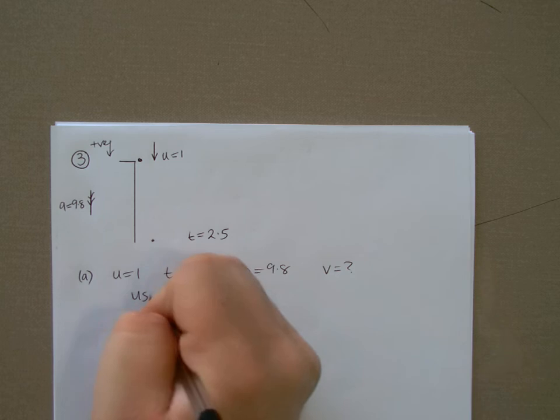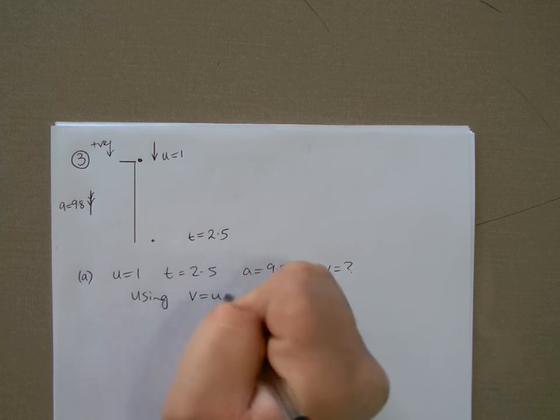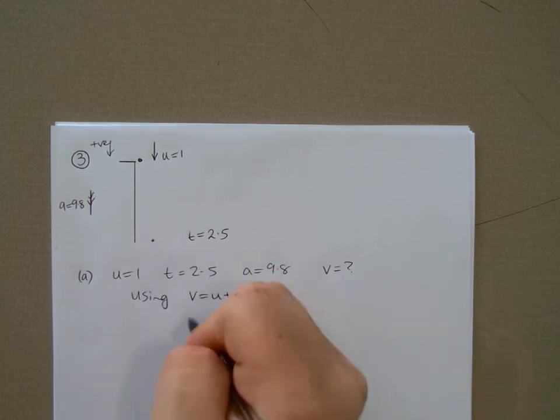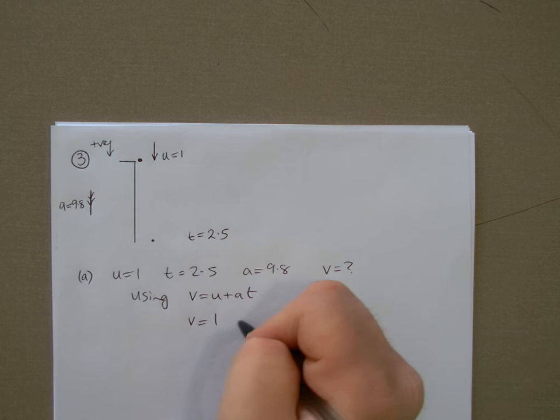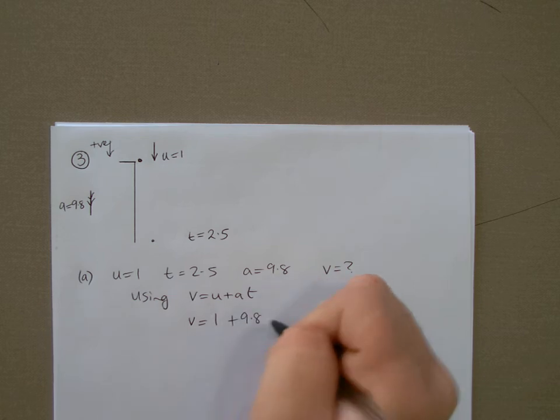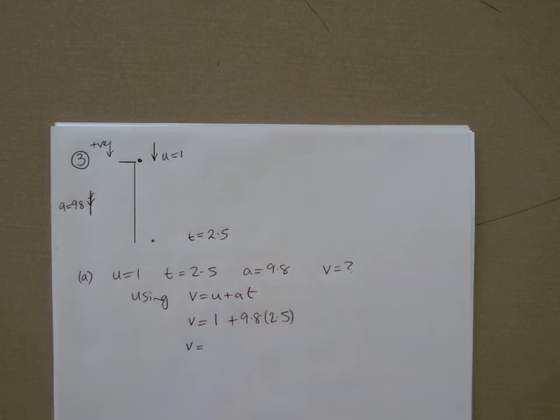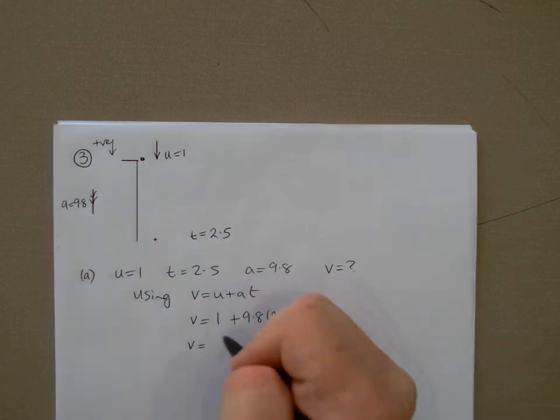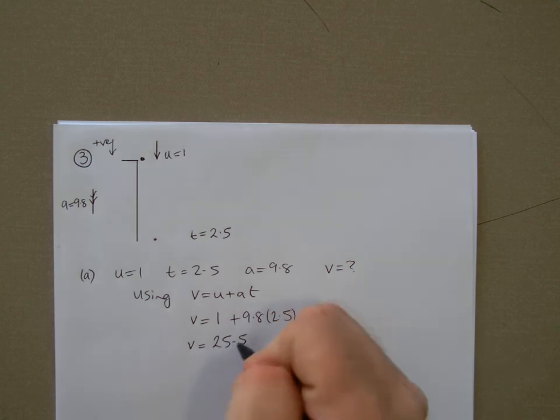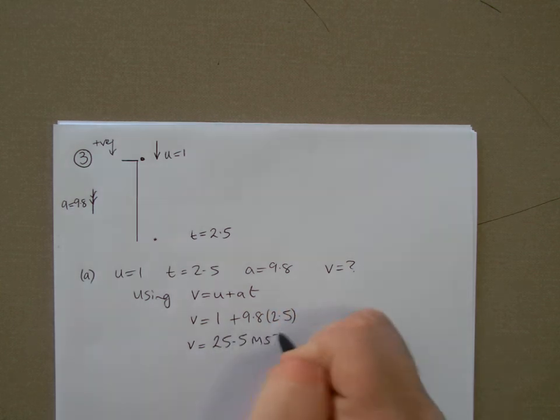So quite simply then, using v equals u plus at. Okay, so v will equal 1, plus 9.8 for a, and then t is 2.5. Okay, so if we do all that on my calculator, it comes out to be 25.5 meters per second. Okay, that's the speed at which it hits the sea.